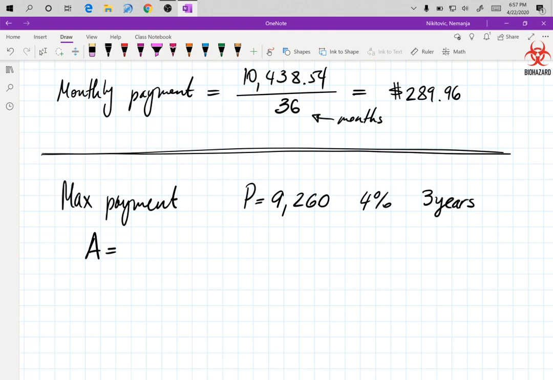So you can compute this by 9260 times e to the 0.04 times 3. You stick all of that in your abacus.